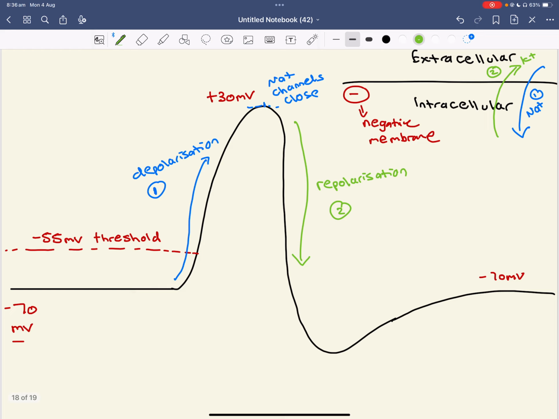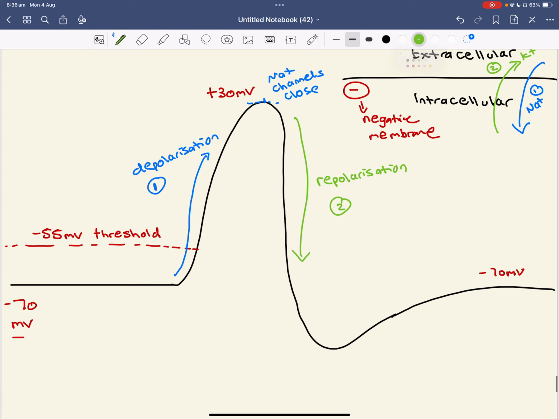And then we keep on repolarizing, where potassium is leaving the cell. However, we get to a point where we're actually below the original negative membrane potential. So this is called hyperpolarization. This is also known as the refractory period. The reason it's called the refractory period is that during this time, another action potential cannot be initiated.